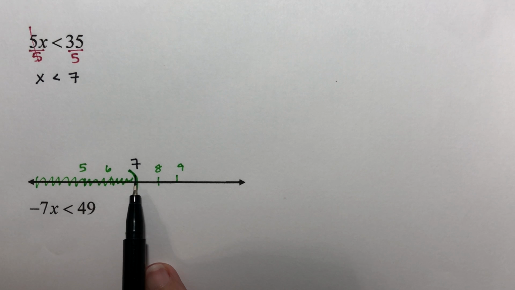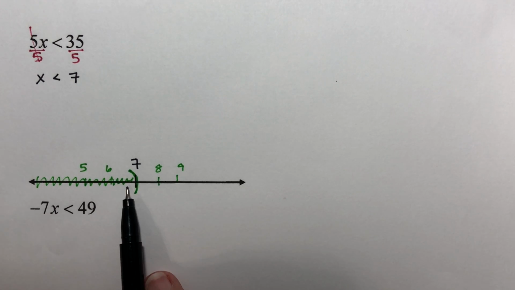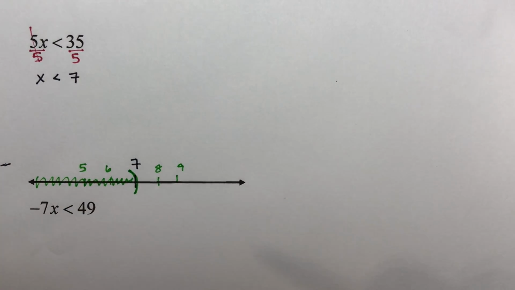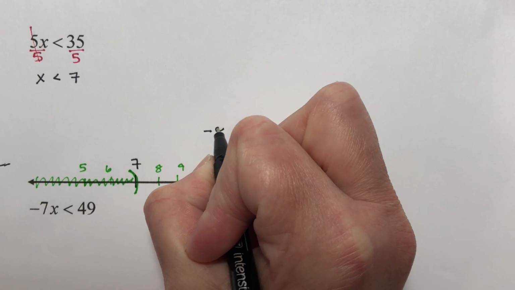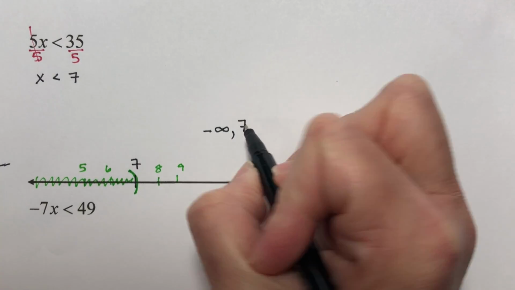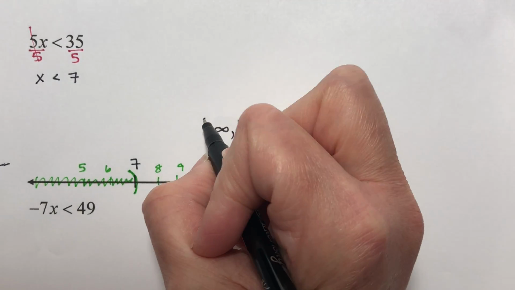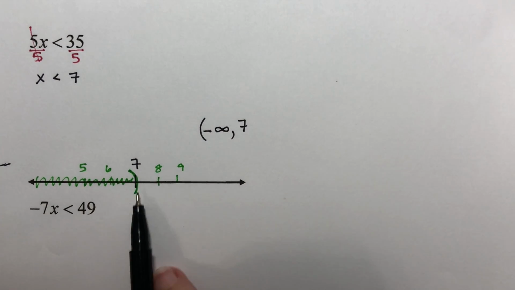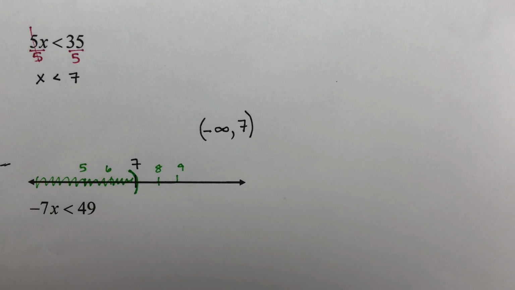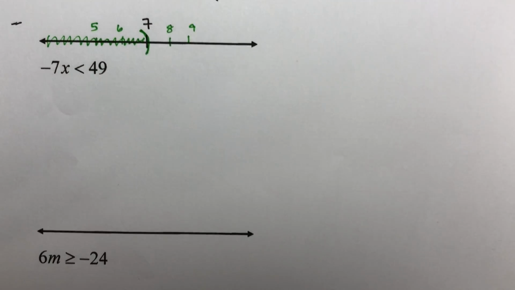This is the answer to the graph portion of this problem. Now for interval notation, it's always left boundary, right boundary. This goes off forever in the negative direction, right? So this starts off at -infinity and it ends at 7. Infinities get parentheses. We had parentheses here, so this also gets parentheses.